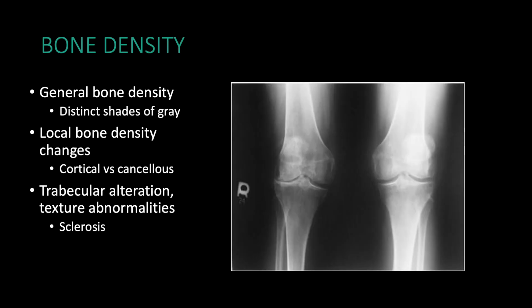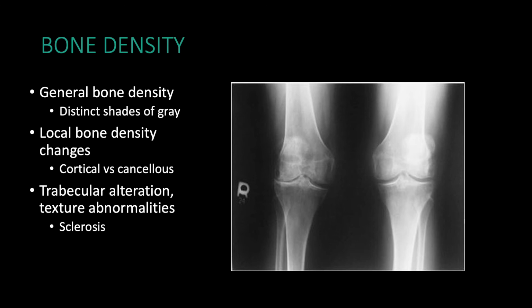Then looking at bone density, you compare distinct shades of gray. If we look at these femurs here, you see a nice white bone with good density. Here you see a little shadow, so the bone density is not quite as intact here. It's not as dense as the opposite side. That may be indicative of a condition, or could be indicative of something like osteoporosis.